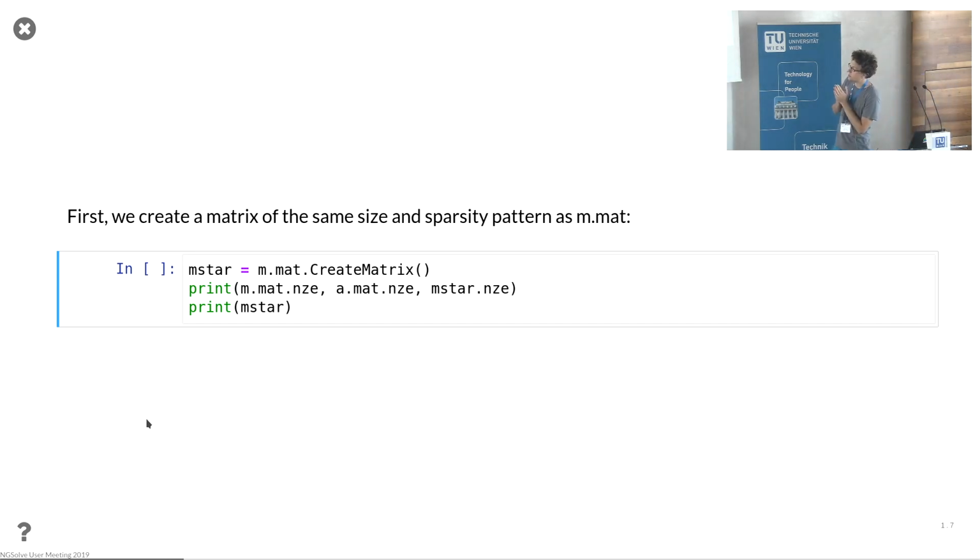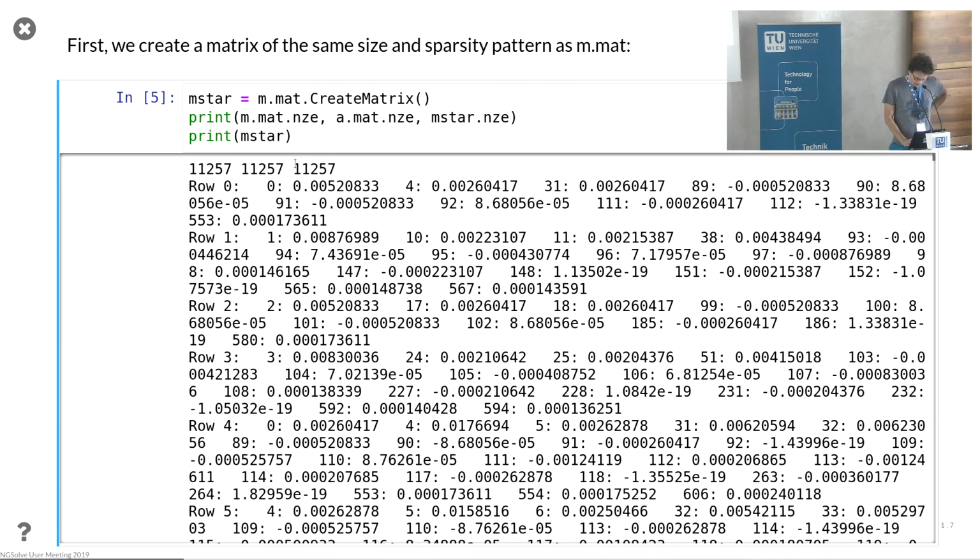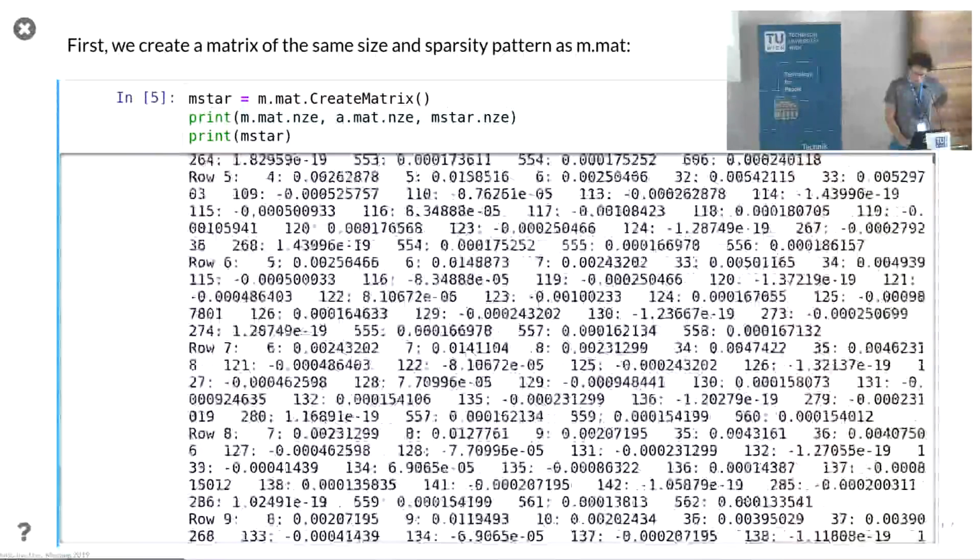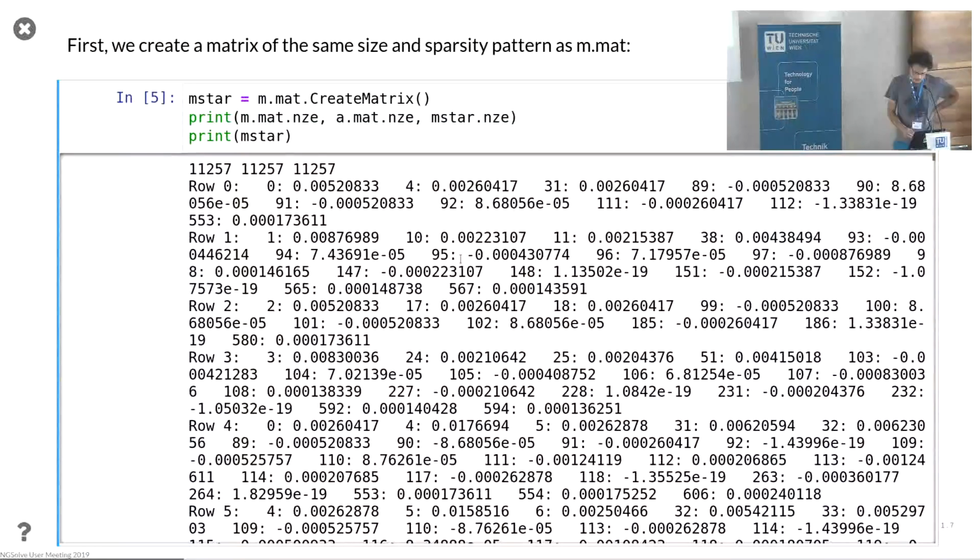Okay, what we now do is create a new sparse matrix, which should have the same layout as the M mat matrix. This we can do with a create matrix, similar to what we saw with create vector. This gives us a sparse matrix with the same layout as the corresponding underlying matrix before. If we do this, what we see is that the number of non-zero entries of all those three matrices, so M, A, and this new M star, is the same. And you could check that this is the same memory layout as before.